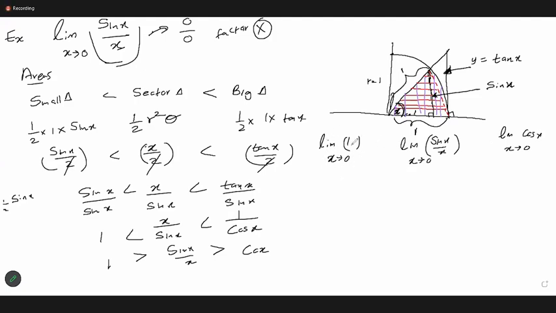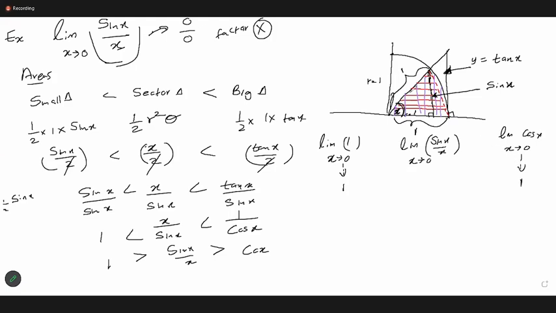Let's find the answers first. Limit of 1 when x equals 0. This is a constant. It's a very basic one. So the value is 1. This one you still need to find. We don't know what the value is. Limit of cos x when x equals 0. You can just plug in the value, cos 0. Cos 0 means again 1.